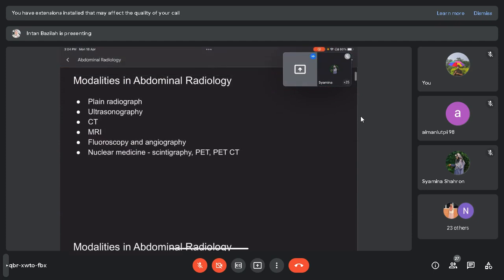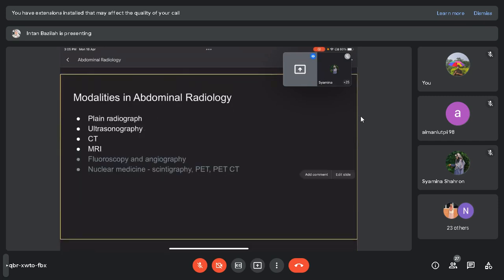Okay, so first, what are the modalities in abdominal radiology? Of course we have plain radiograph, ultrasound, CT, MRI, fluoroscopy, and angiography, and last but not least is nuclear medicine or scintigraphy. We have PET scan or PET CT scan. But what I want to highlight today is just these four modalities, which is plain radiograph, ultrasound, CT, and MRI, in which the other two modalities I believe will be covered by other lecturers for fluoroscopy and angiography and also nuclear medicine.